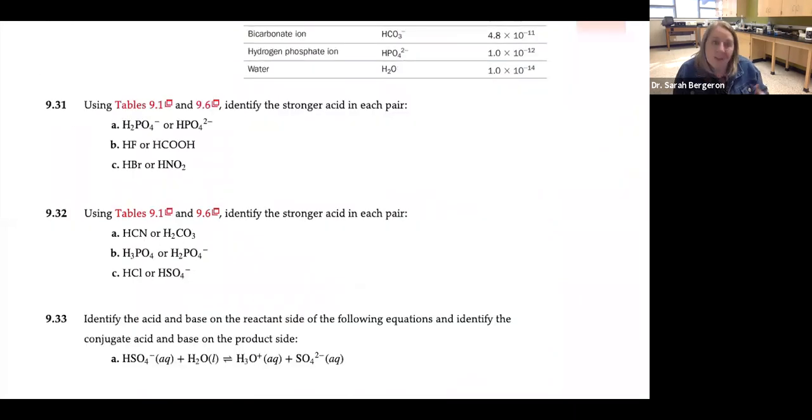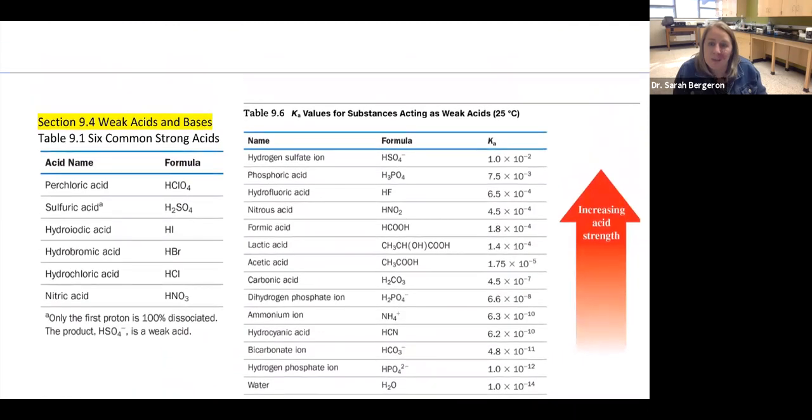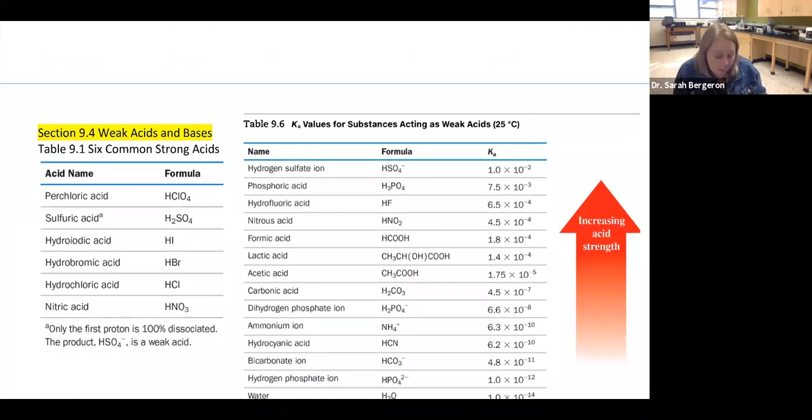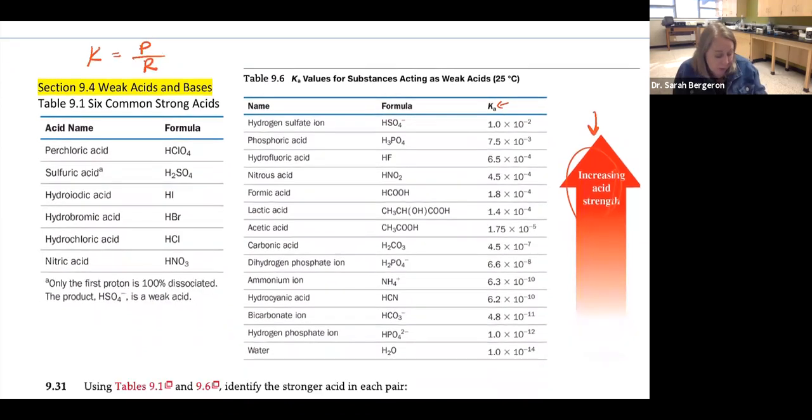All right, so these are things that I would give you. What are the common strong acids? And I would give you some values. I might not give you this arrow right here. That might be something I don't give you, but I would give you the table. And you have to remember that all these dissociation constants, that's what Ka is, it's a dissociation constant of an acid. They're all weak acids, so they're all going to be less than 1. But you just have to remember, what is K? K is my products over my reactants. If you can get that in your mind, you'll be okay.